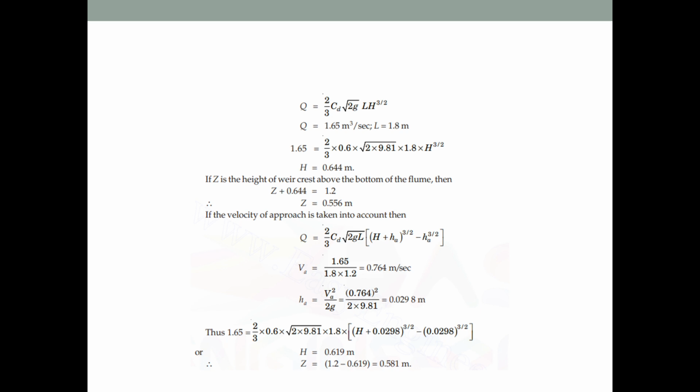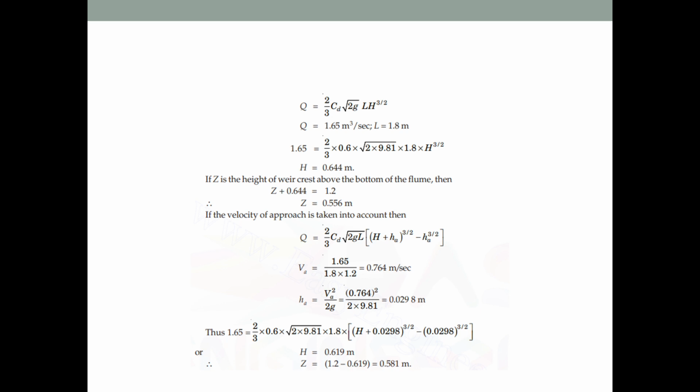If you want to calculate this velocity, you know the formula. We substitute all the values and first find the value of V, because we know the value of Q. I am substituting 1.65, and 1.8 into 1.2 is my area. So Q is equal to VA, and V is equal to Q by A. I get the value of V, and from this I substitute and find the value of H.